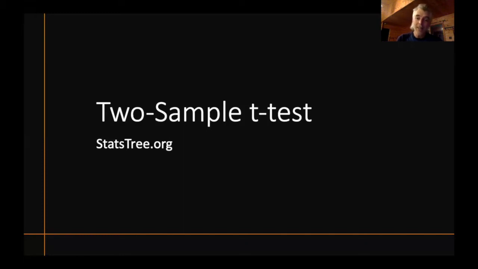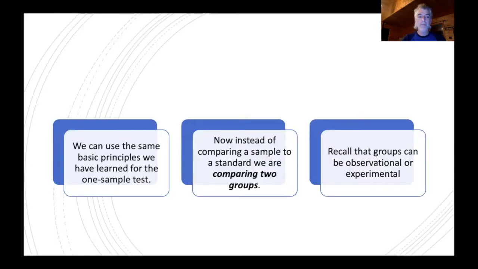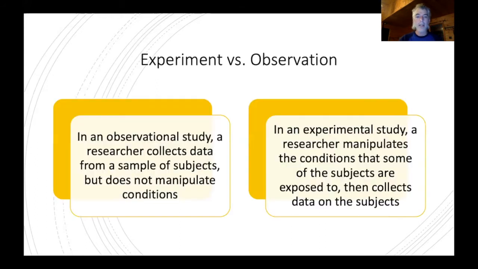This isn't a two-tailed test. This is a comparison of two samples rather than drawing an inference from a single sample. But we can use some of the exact same principles that we've already talked about from a one-sample t-test and apply those basic principles to a two-sample test. Only now, instead of comparing a sample to some standard or hypothetical value, we're now comparing two samples to one another. Now, these two samples could be from either an observational or an experimental study.